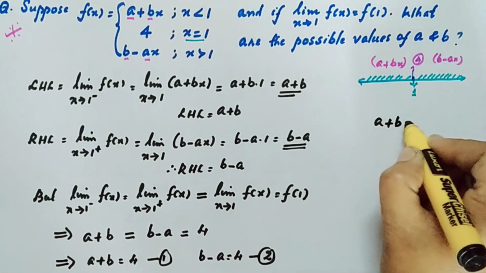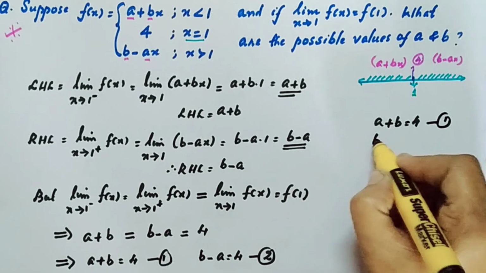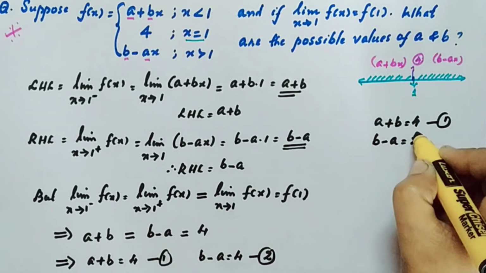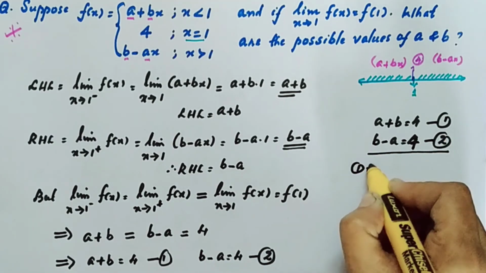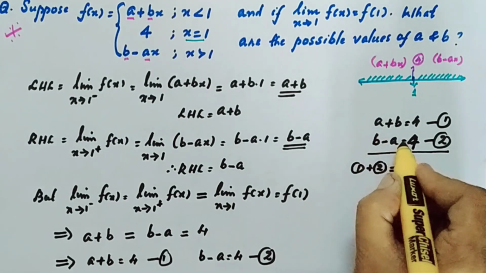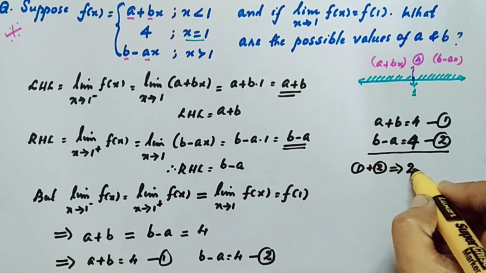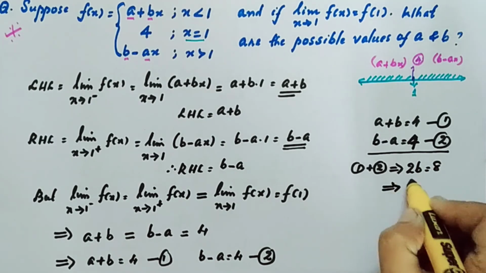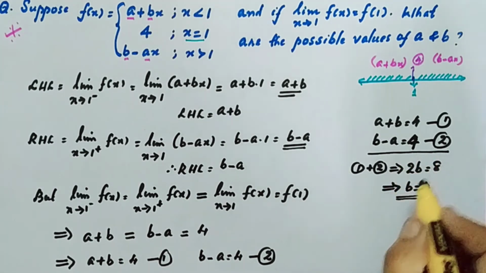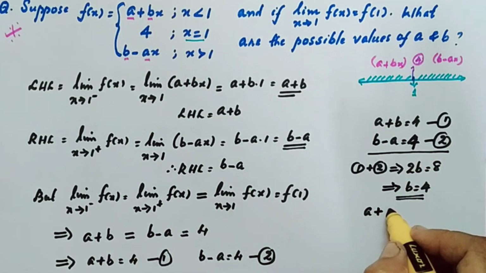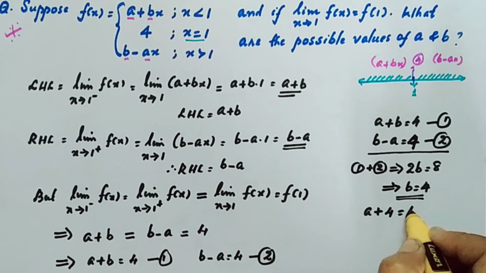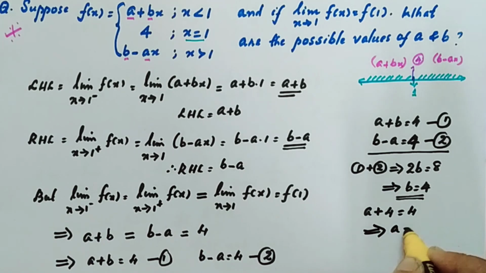a plus b equal to 4, equation 1. b minus a equal to 4, equation 2. Adding 1 and 2, plus a and minus a get cancelled. So b plus b, 2b equals 8, which implies b equals 4. Substitute the value of b in any of the equations. I am substituting in 1: a plus 4 equals 4, which implies a equals 0. Therefore, a equal to 0 and b equal to 4 are the possible values.